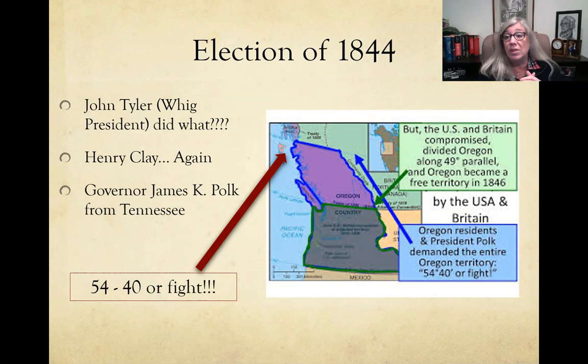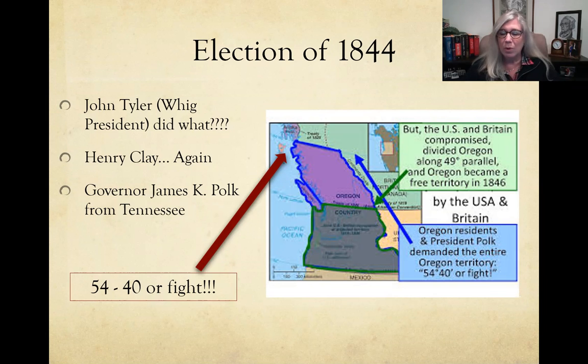And then John Tyler comes in as the Whig president. But John Tyler didn't necessarily agree with Whig policies. One in particular that he was opposed to was the American system. He was opposed to the taxes. He was opposed to federal government funding for internal improvements. He was opposed to all of that. And so the Whigs are like, I'm not so sure that this is our guy.